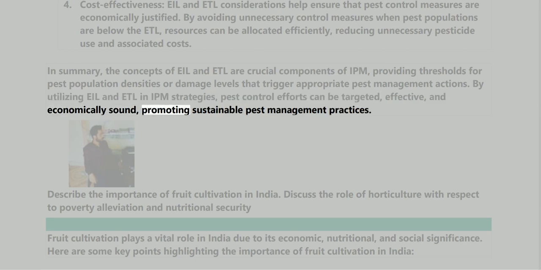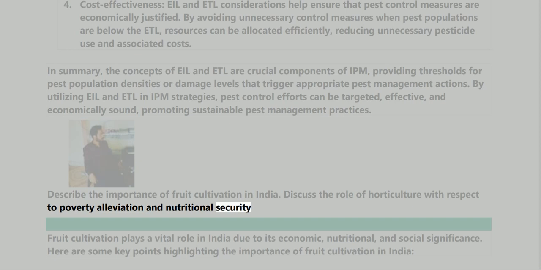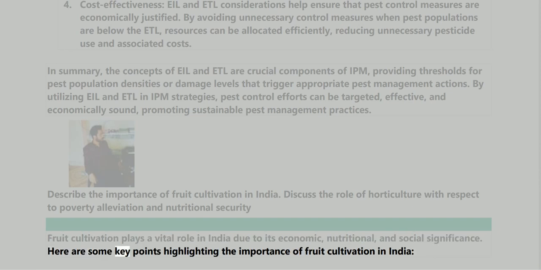pest management practices. Describe the importance of fruit cultivation in India. Discuss the role of horticulture with respect to poverty alleviation and nutritional security. Fruit cultivation plays a vital role in India due to its economic, nutritional, and social significance. Here are some key points highlighting the importance of fruit cultivation in India.